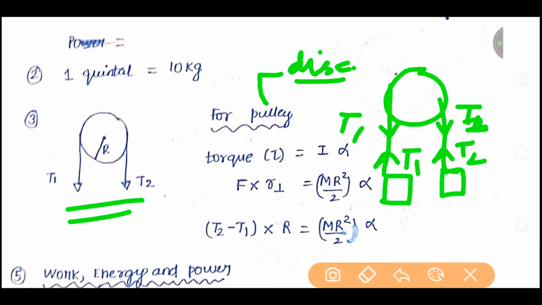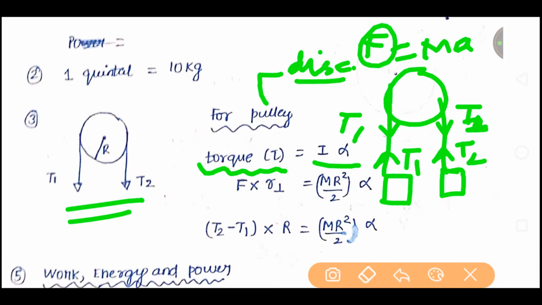Right. So torque, tau is equal to I alpha, like F is equal to ma. F means torque, m means here I, the moment of inertia, a is acceleration, and alpha means angular acceleration. Now for torque, another formula is force into perpendicular distance. For a disc we know I is mr square by 2. Alpha we know. Torque is force into perpendicular distance.